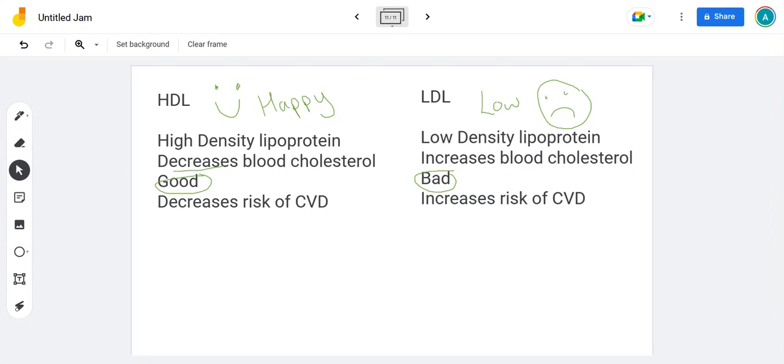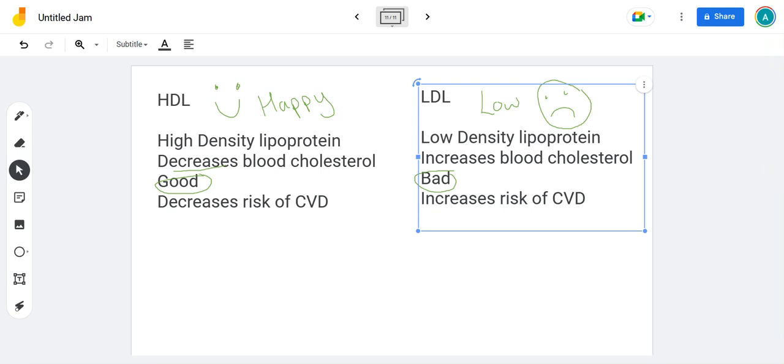Let's just make sure that we've got a record of how this happens, because if you were given a graph in your exam that had LDL to HDL ratio on the x-axis, for example, and incidence of cardiovascular disease up the side, and it showed a correlation of increased LDLs and increased cardiovascular disease, that's a correlation. If the question then asks you to explain that, you need to give an explanation of how more LDLs increases your risk of cardiovascular disease.